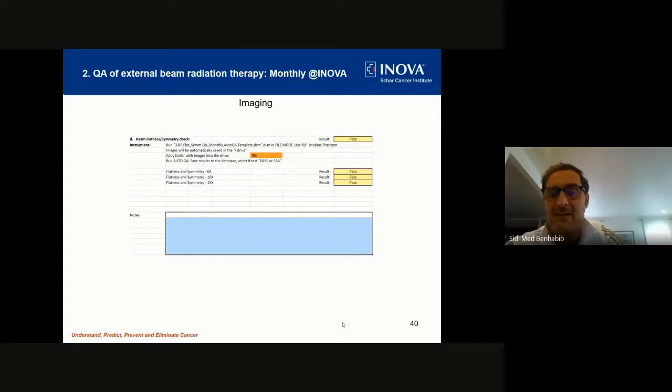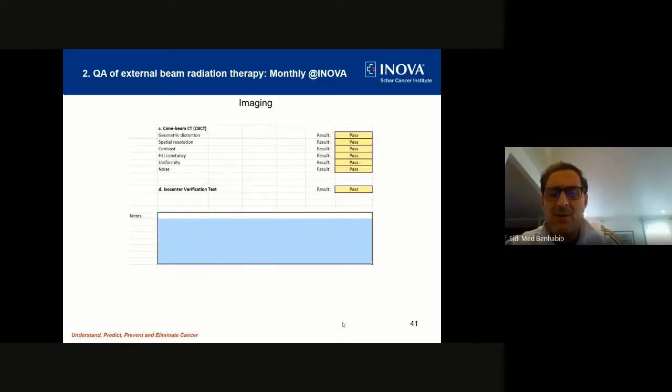This is beam flatness and symmetry. We do an independent beam flatness and symmetry check. Therapists do it every single day, but we also do it independently of therapists, and we make sure our criteria are satisfied, which is 2%, on a monthly basis. Next.